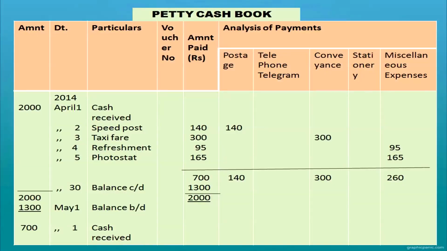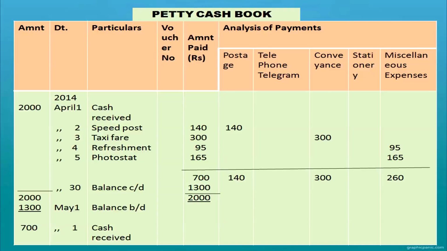One more petty cash book. Here also cash received is 2000. We have met expenses for speed post 140. So in the postage column I have written. Taxi fare, in the conveyance column I have written. Refreshment I have written in the miscellaneous expenses. Photostat 165 rupees in the miscellaneous column.